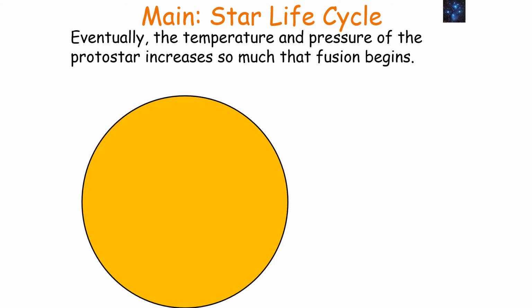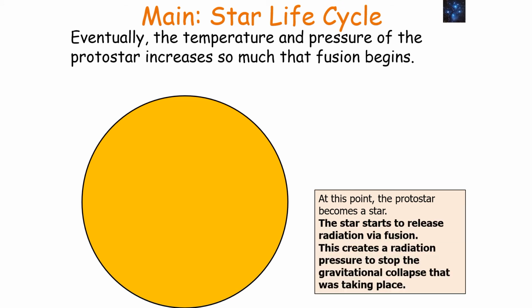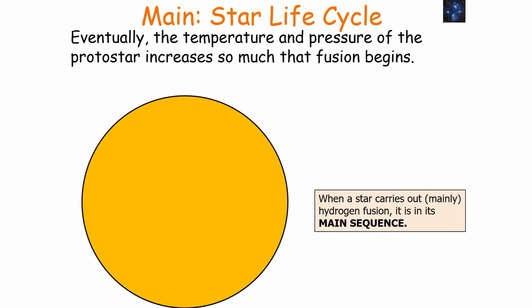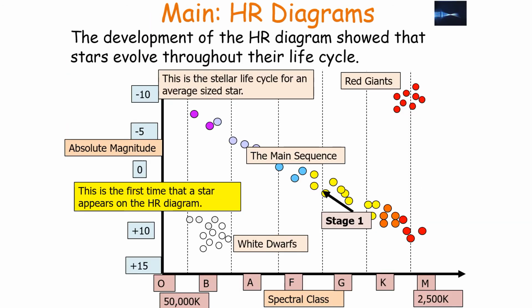Now, eventually the temperature and pressure of the protostar increase so much that fusion begins. So at this point the protostar becomes a star. The star starts to release radiation via fusion, and this creates a pressure to stop the gravitational collapse taking place. So when a star carries out hydrogen fusion, it is in its main sequence, shown here, which is the first time when it appears on the HR diagram.